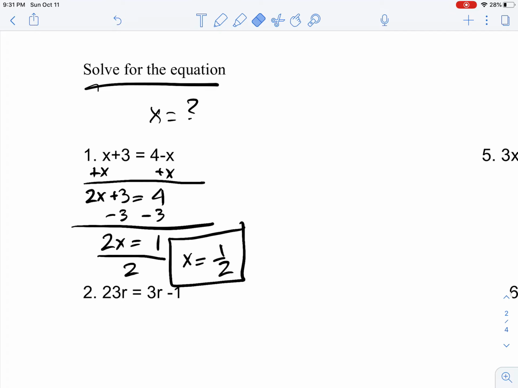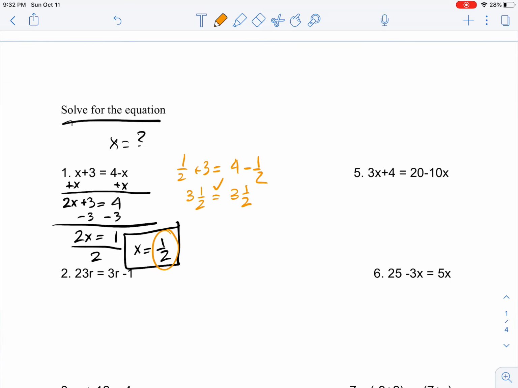And now if you want to prove it, we can put back our value into the equation. 1/2 plus 3 equals 4 minus 1/2. This would be 3 1/2 equals 3 1/2. Now that's true. So we can say that x is equal to 1/2. Moving on.